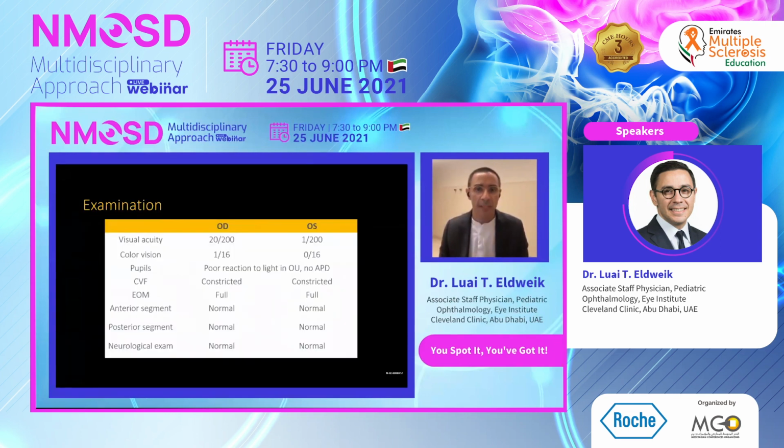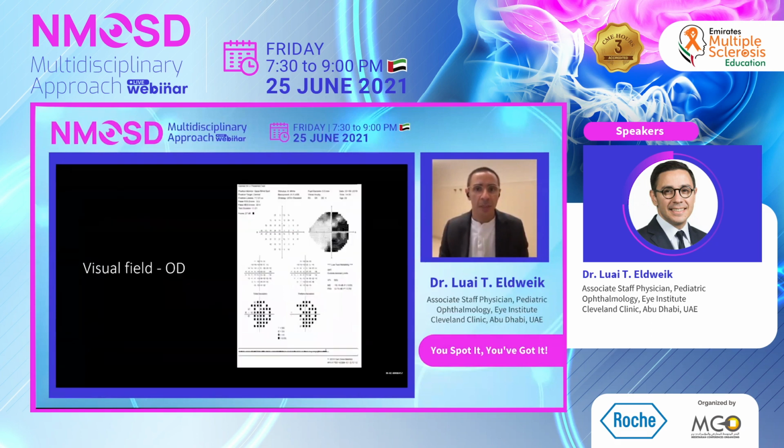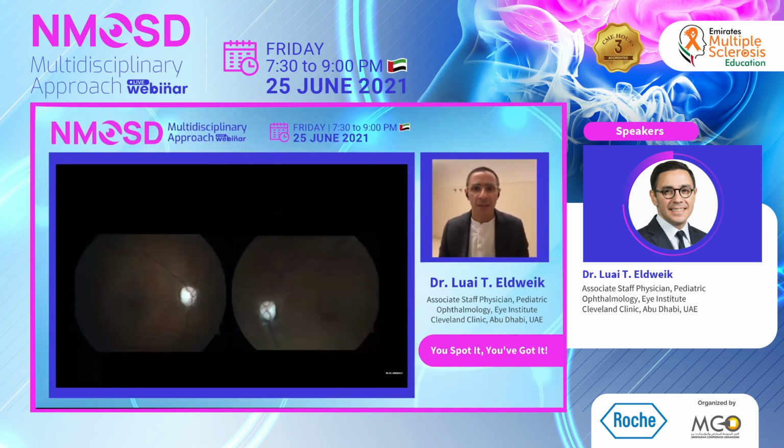Let's go forward to the examination. Visual acuity has dropped in the right eye from 20/20 to 20/200. She has dyschromatopsia, and the optic nerve is pale in both eyes. Looking at the visual field, there is a dense scotoma in her only seeing eye. This is very atypical for MS-related optic neuritis.